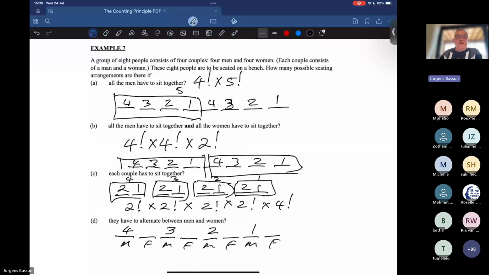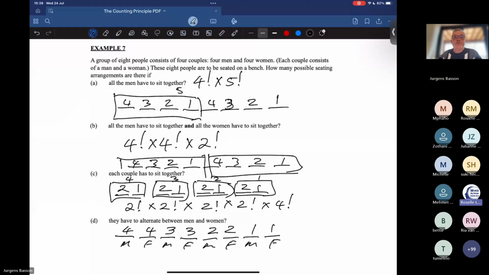You will take notice that in this question, they didn't say anything about repetition because it's people and people can't repeat. So we do the males, and now the females, and that will be 4, 3, 2, and 1.